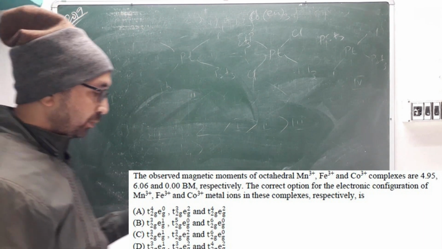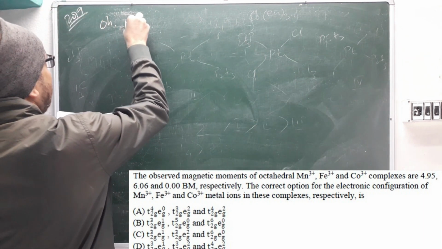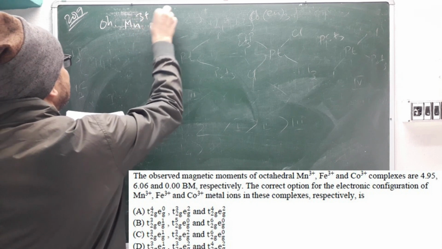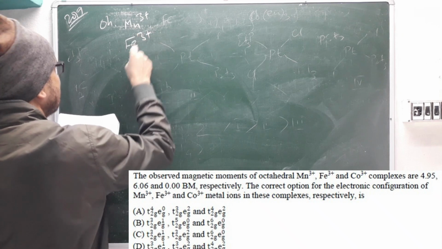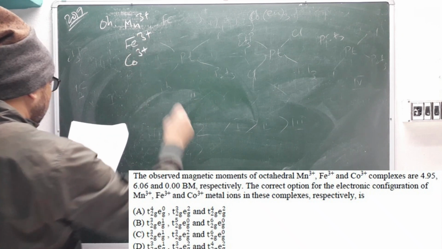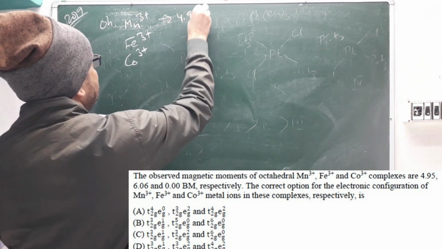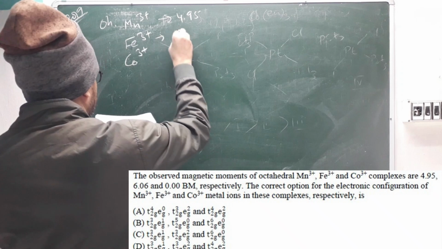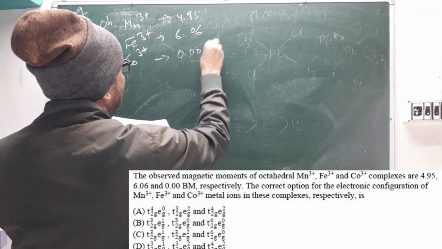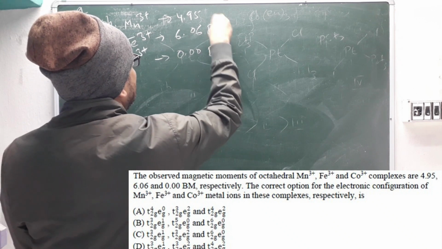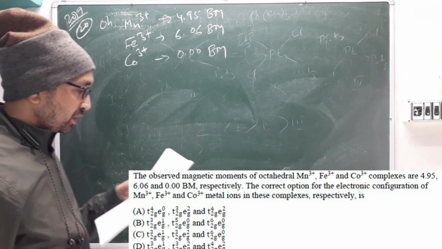The observed magnetic moment of an octahedral, we have to just write all our octahedral, Mn3 plus, and some other information is also there. So iron 3 plus and cobalt 3 plus magnetic moment. So the complexes are, this one is having 4.95, this one is having 6.06, this one is having 0.00, all are in Bohr magneton. I should mention it respectively.